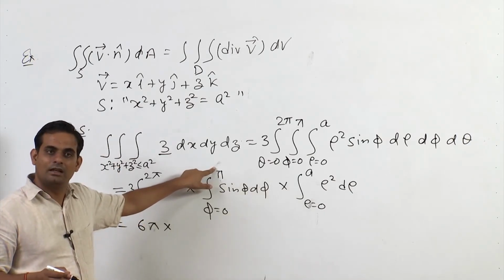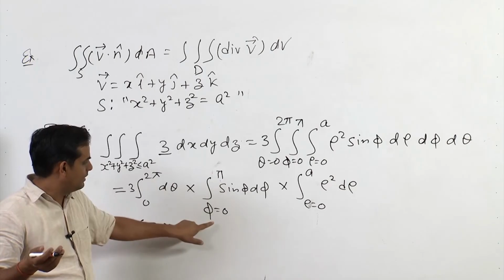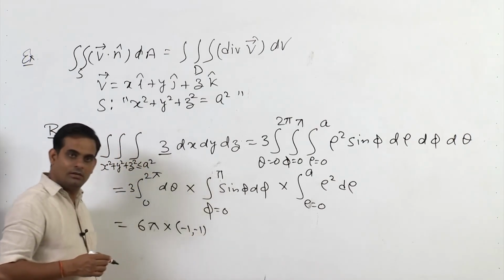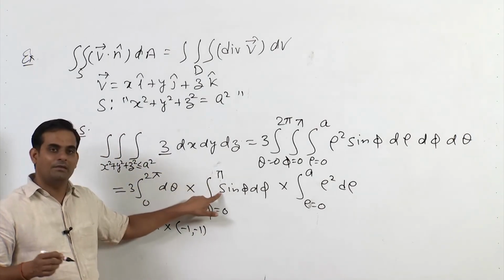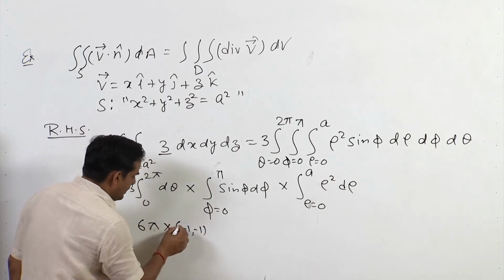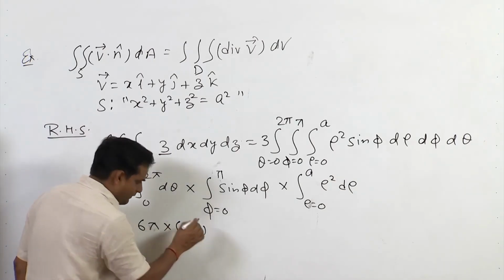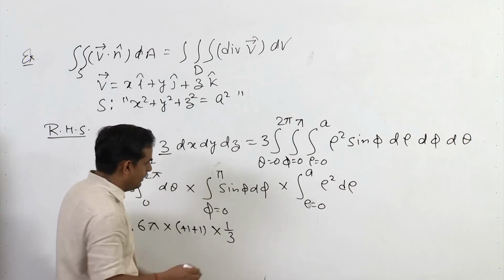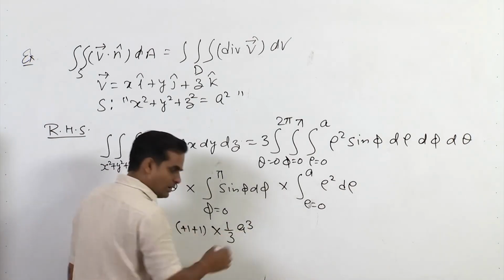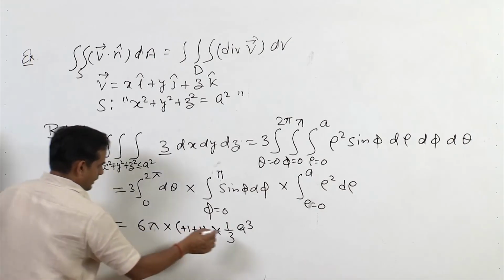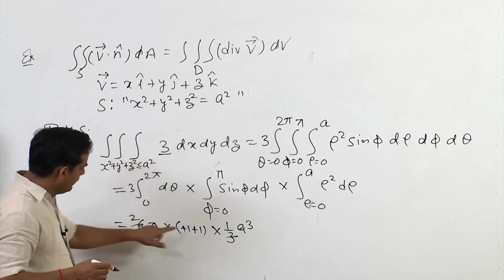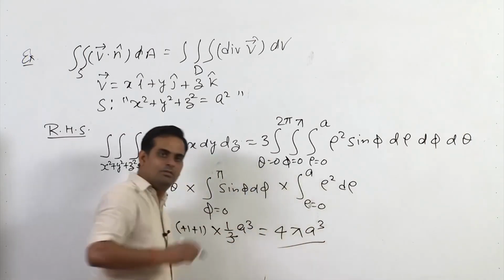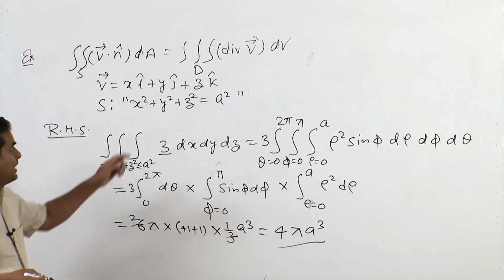cos pi is minus 1, cos 0 is 1, so minus 1 minus 1. In fact sin phi will become minus cos phi, so minus minus plus, so 1 plus 1. So I will get 2 from here, and this is 1 by 3 into rho cube, which means a cube. So 3 2, so 2 into 2 is 4, so I got 4 pi a cube. So this is the value of the right hand side.